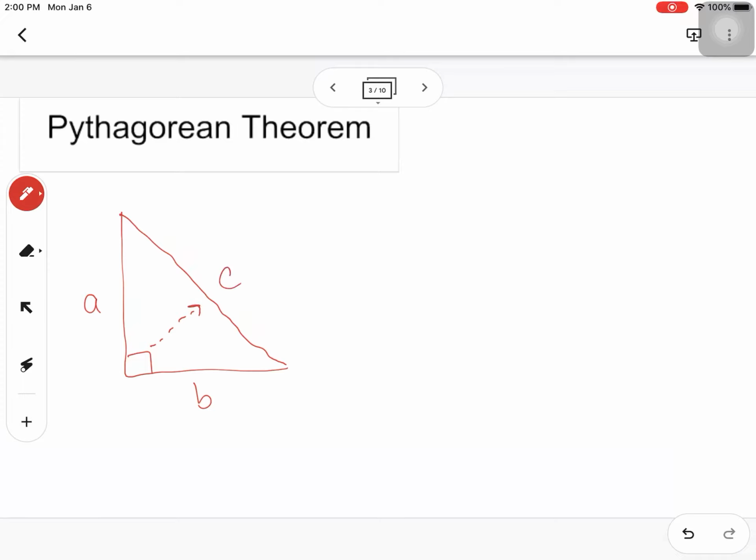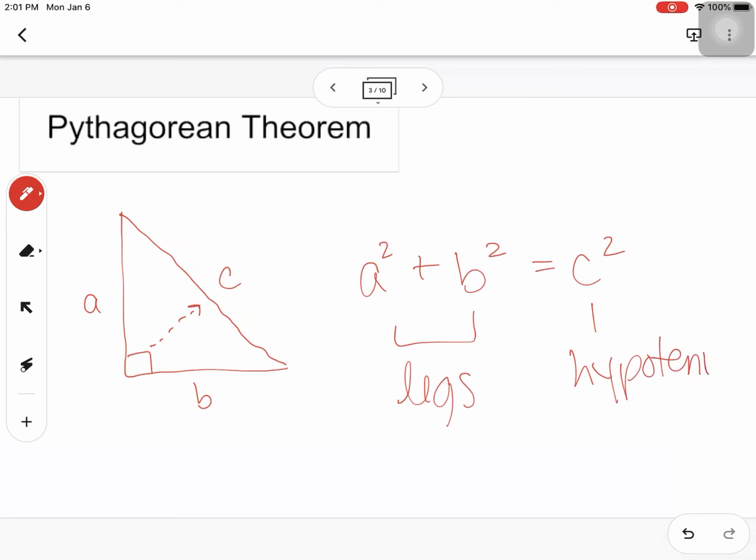And what we know to be true is that if you take A squared and add it to B squared, you will always get C squared. And again, A and B have to be your legs. C has to be your hypotenuse. This is something that you should be very used to from geometry, but I know it's been a while since you've been in that class.